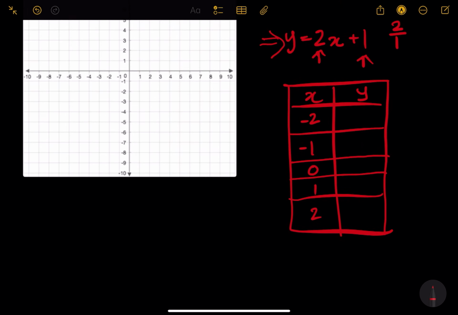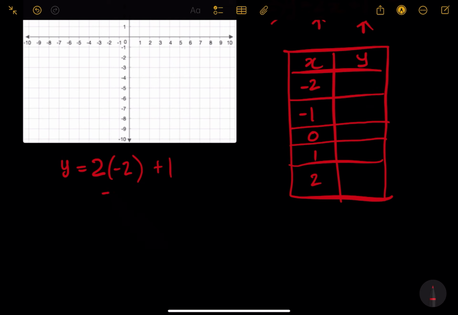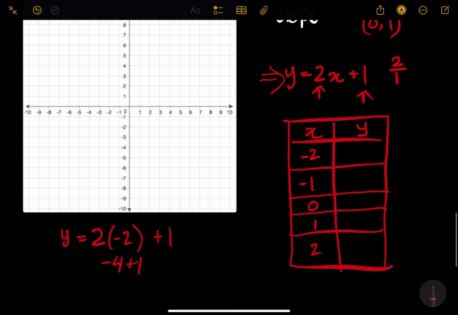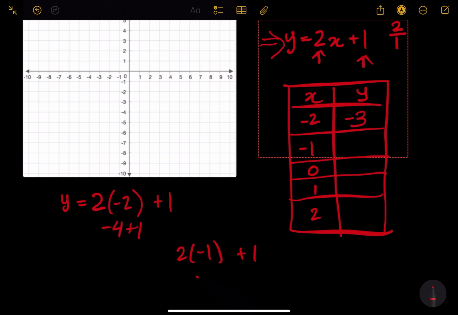So if x is -2, then you're going to say y is equal to 2 multiplied by -2 plus 1. So 2 times -2 is -4, plus 1, that's -3. Then if x is -1, so 2 multiplied by -1 plus 1, -2 plus 1, and that is -1.